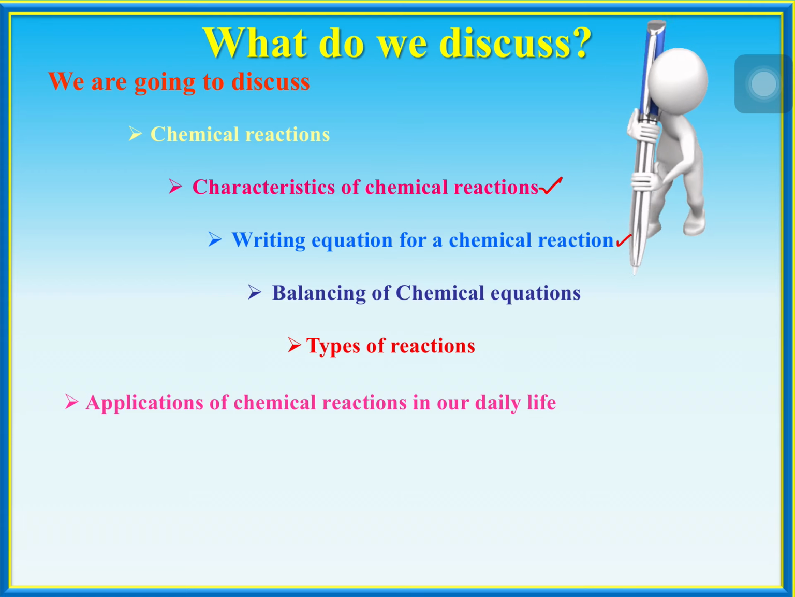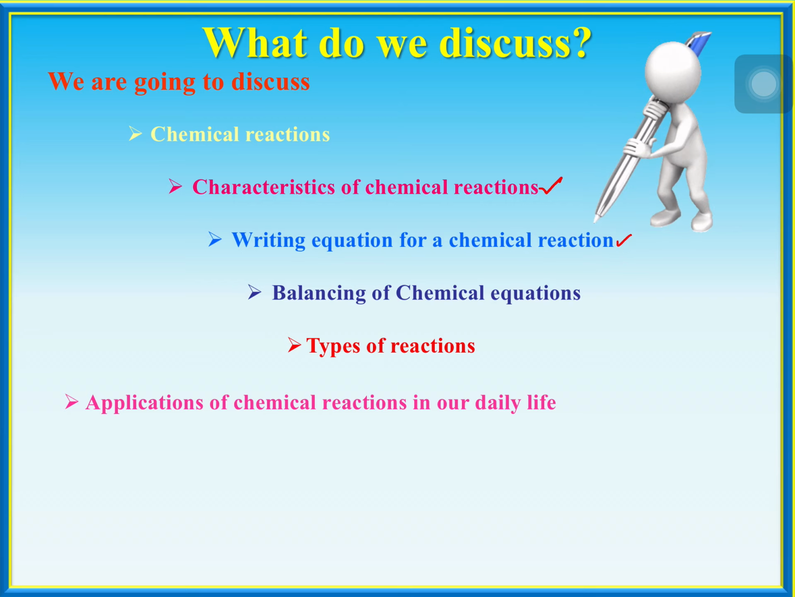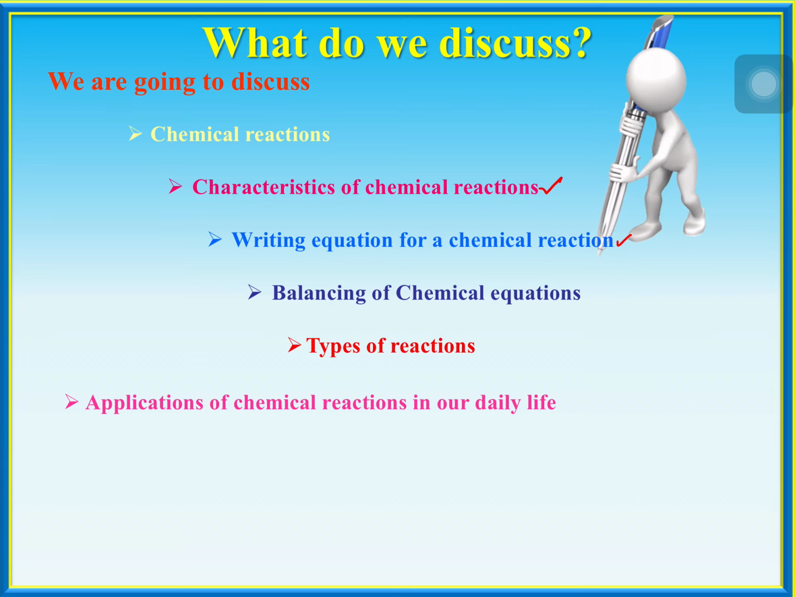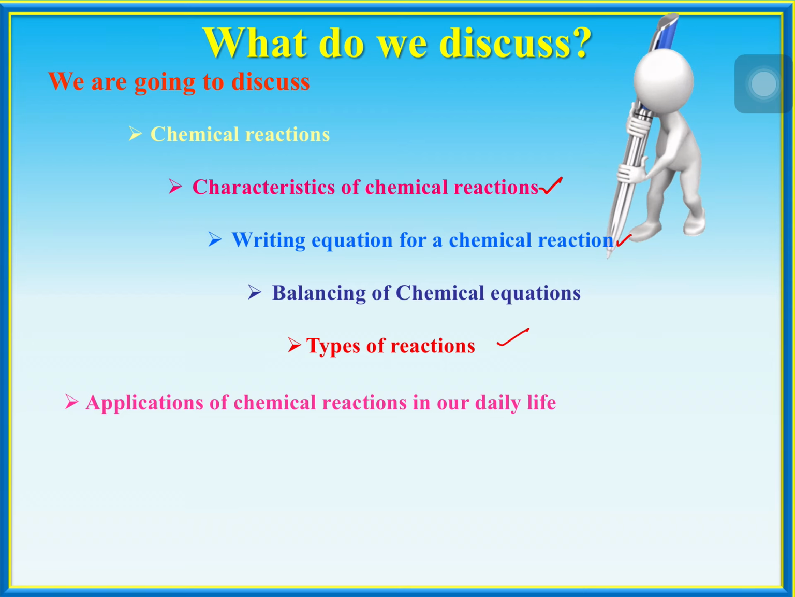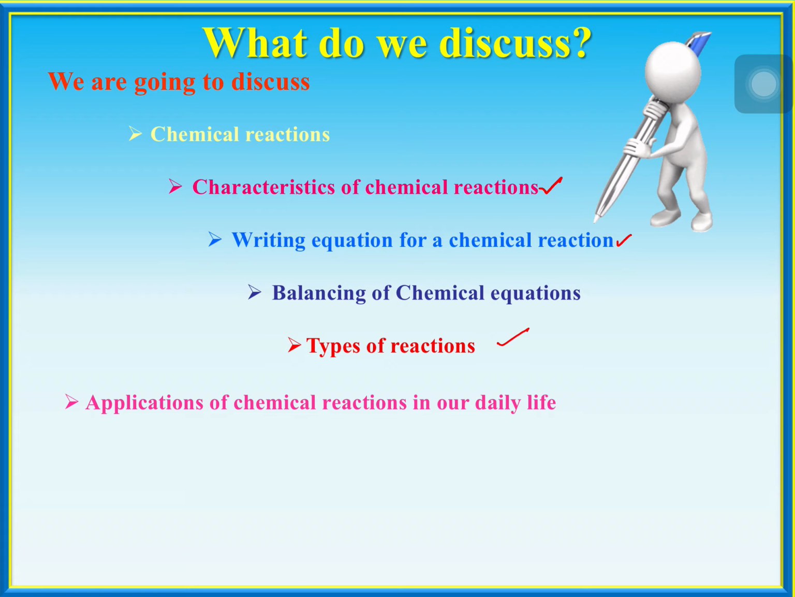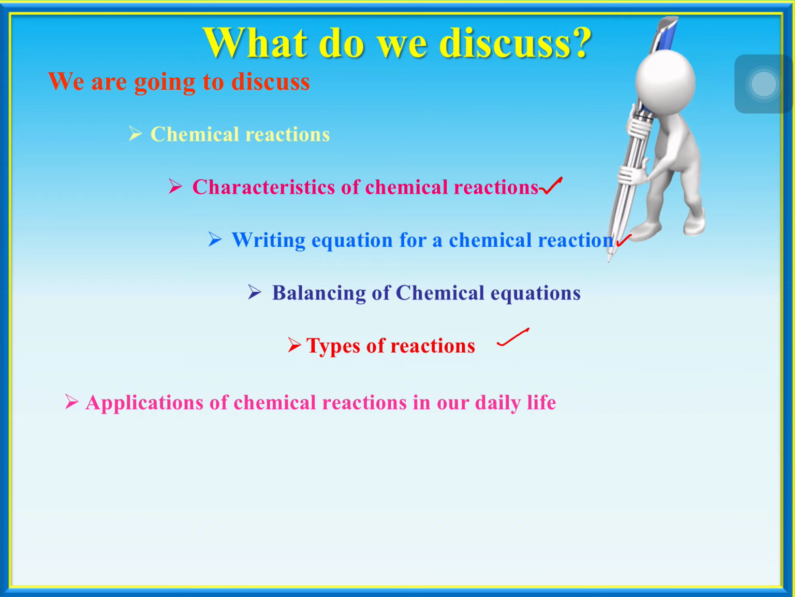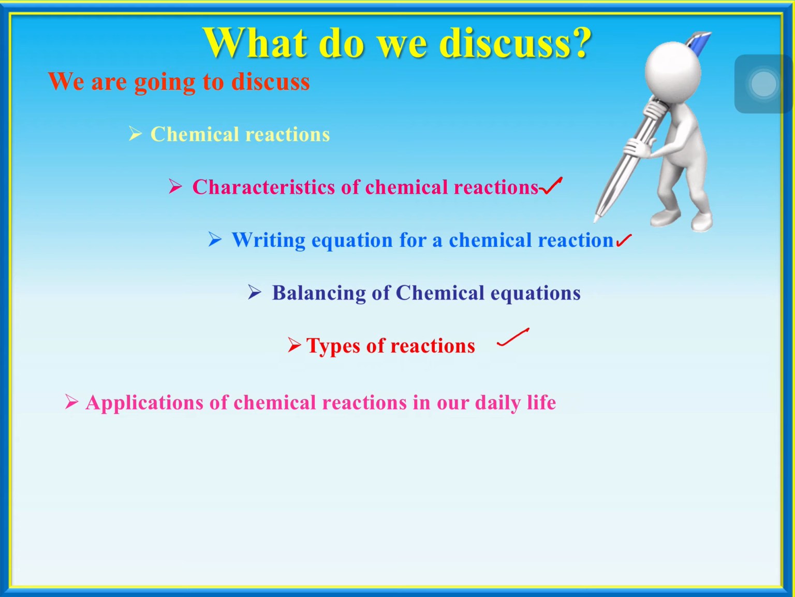After writing the equation, we have to make sure that the equation is balanced. What is that balanced form? And how many types of reactions are there in general? Then what are the applications? That means, what are the applications of what you learnt in our daily life? That should be learned. Then only we are going to have some impact on our general life. So let's move on.